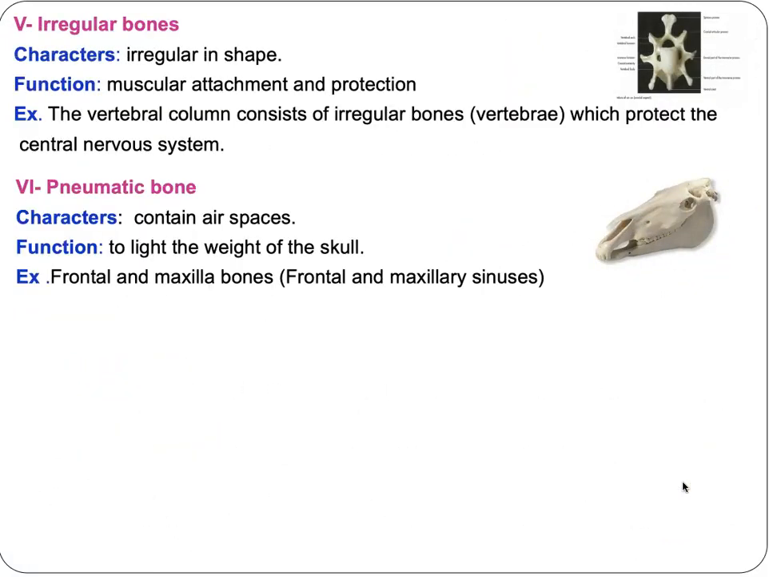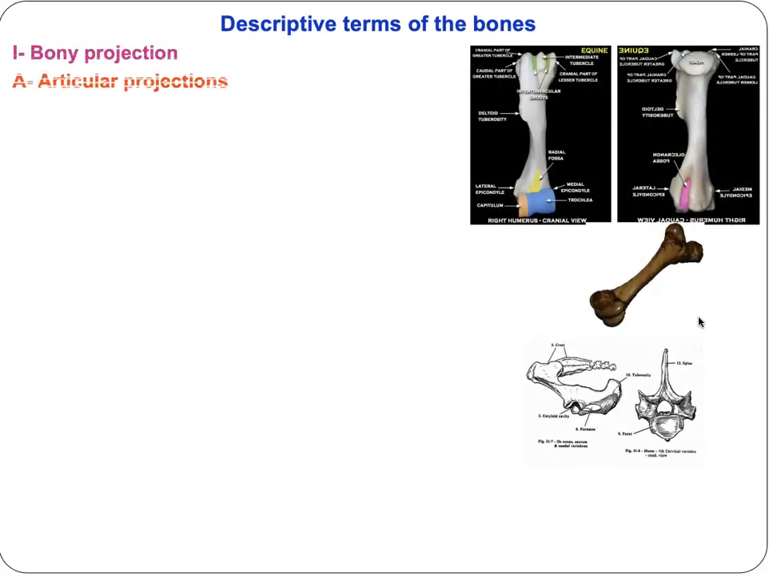Also, we have irregular bone, for example the vertebrae of the vertebral column, which are very important for muscular attachment and to support the spinal cord. Also, we have pneumatic bone present in the skull, such as the maxillary and frontal bones, and also the bones of birds, which is why pneumatic bone is important for flight.